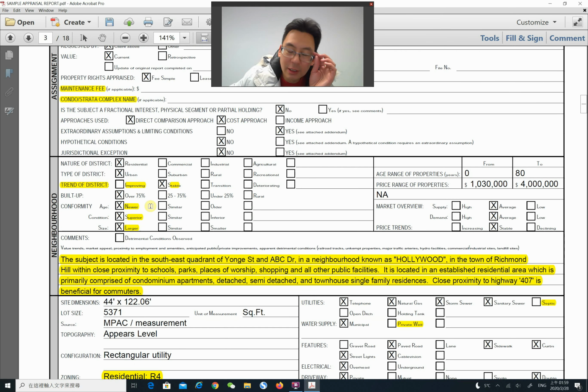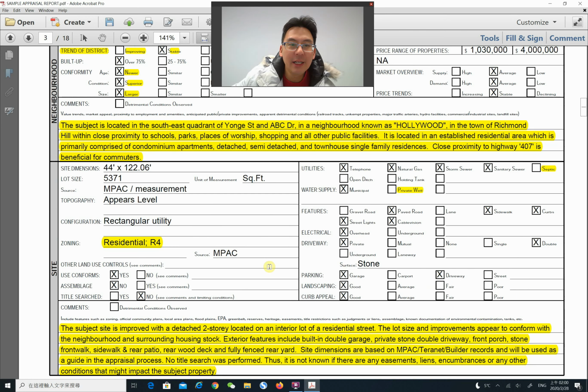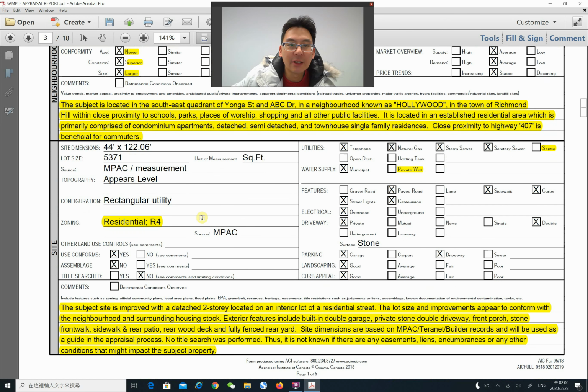Here I usually look at the trends. Is it improving in the neighborhood or stable or what? If it is newer than the neighborhood, or if it is superior, larger, then it will tell you. The comments from the appraiser, always read them. Okay, so it says, located where, this, that. The lot size, not so important.